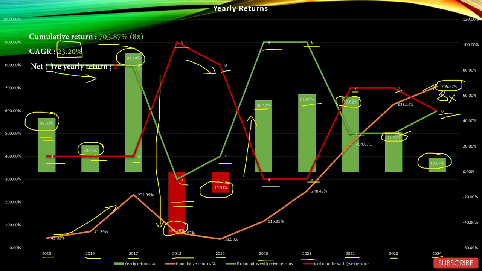Net negative yearly return two times. So 2018 and 2019 were the 2 years in which the sector gave net negative yearly returns. So not a bad number at all.